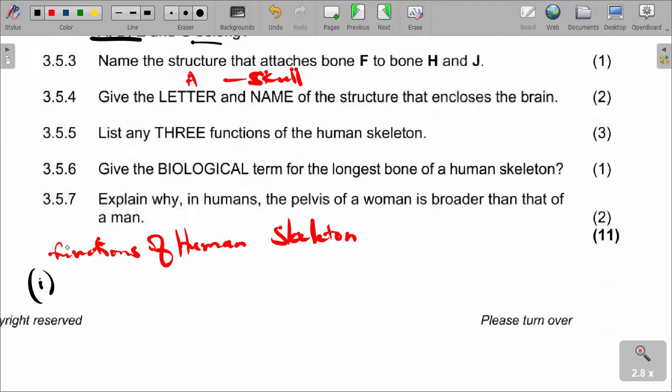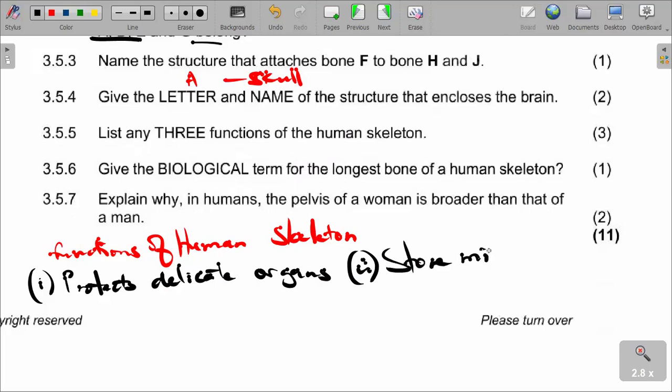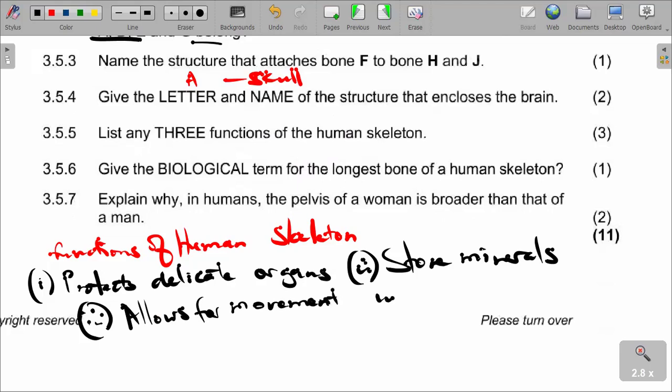One, it is actually protecting delicate organs, that is, sensitive, fragile organs are protected by the skeleton. It also helps to store minerals, which are also essential for the body. It allows for movement. For us to move, it is because of the skeleton.